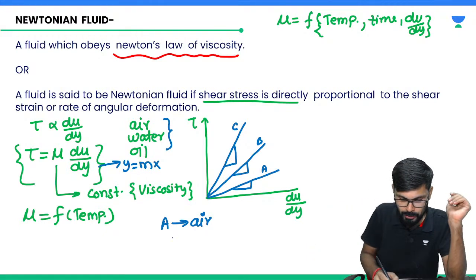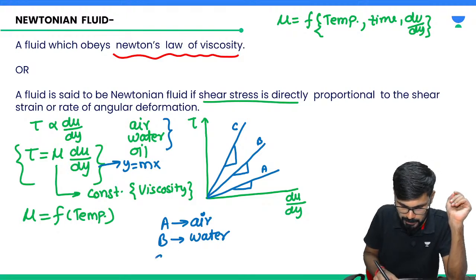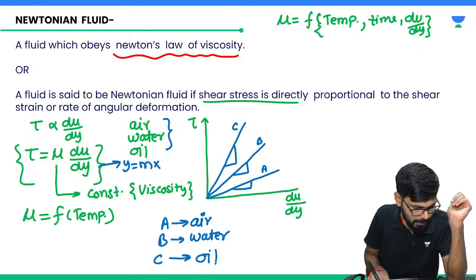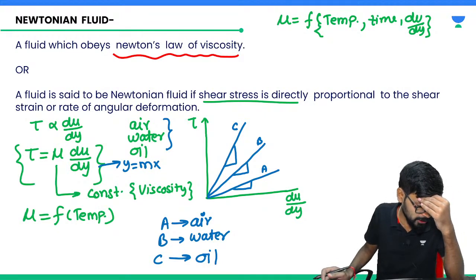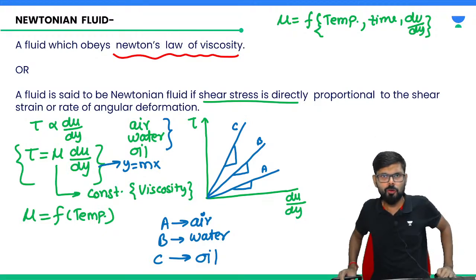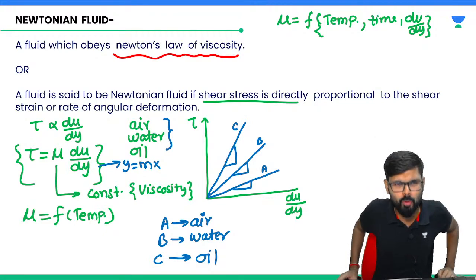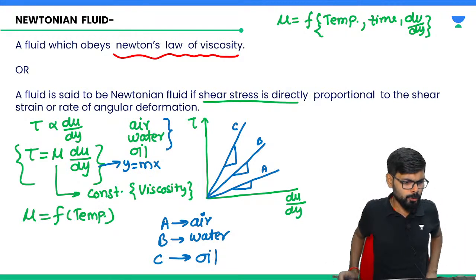Clear, beta? So now I can say that B is basically water because its viscosity is less, and C is basically oil. Everyone is clear? Aditya Paul: A is air, B is water, C is oil. Correct, perfect, 100% correct. You people are the most talented people in the whole universe, but you are not following me. Up to here is fine.